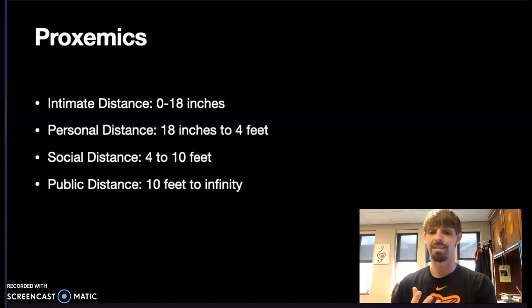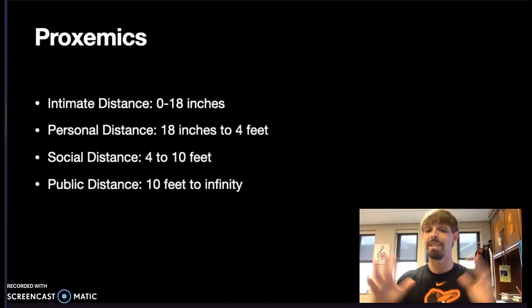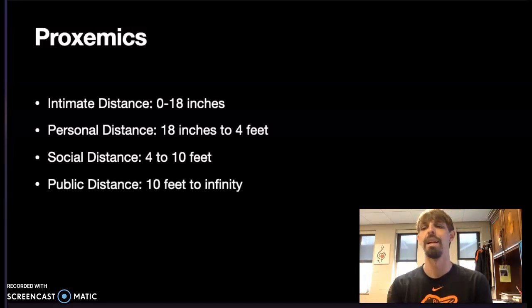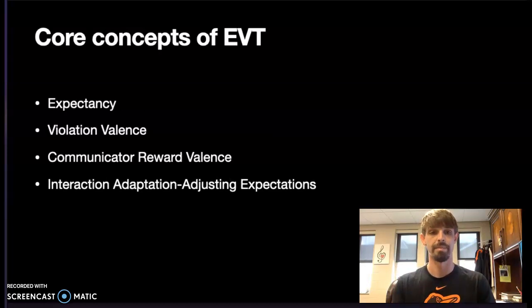Intimate distance, as you can see on the screen, can be anywhere from 0 to 18 inches. Personal distance is 18 inches to 4 feet. Social distance, what a fun term that many of us know now, is 4 feet to 10 feet. And public distance, 10 feet to infinity. So this helps us set the framework for the expectancy violation theory, as it offers a counterpart to these norms.